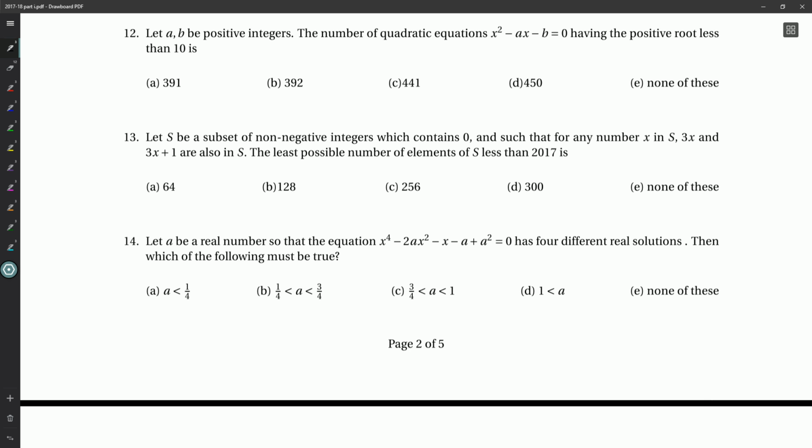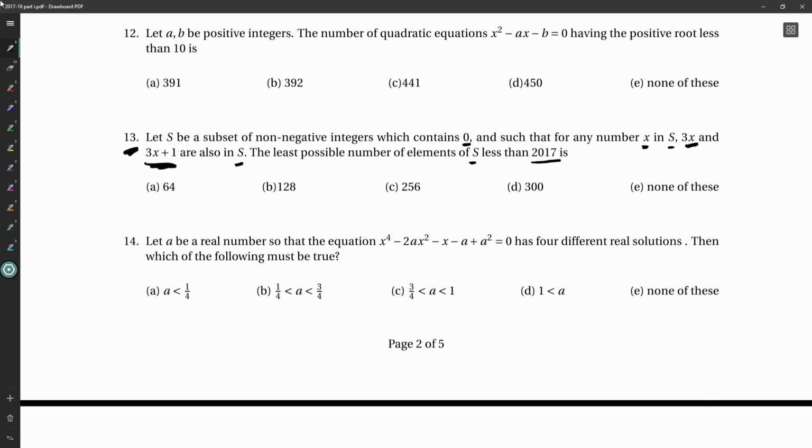We're looking at question number 13 on part 1 of our 2017-2018 Alberta High School Math Contest. Let S be a subset of non-negative integers that contains 0. We also have the property that if x is in our set S, then 3x and 3x plus 1 are also in S.